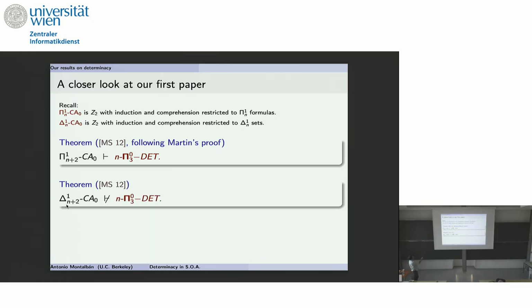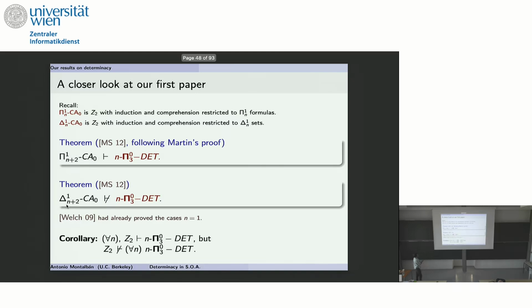But then we show that if you go a little bit below, to delta 1-(n+2) comprehension, then you cannot prove it. So that's our main result. And Philip had already shown the case n equals 1 that I mentioned in the slide at the beginning. So, okay, the corollary is kind of the theorem that we showed before.